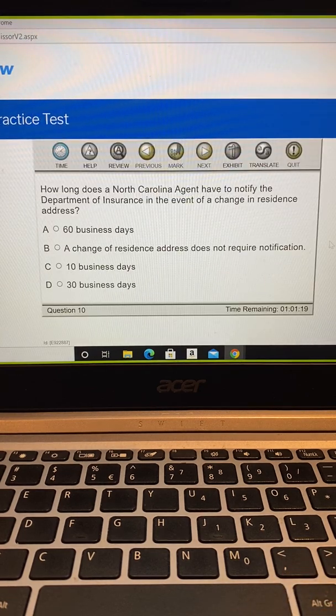Term, temporary; whole life is permanent; universal is flexible; modified is move once. Those words, I have them on that video all day. And once again, if you see it, hear it, and write it every day for a week, there's no way you won't remember that. Okay, Kai. How long does a North Carolina agent have to notify the Department of Insurance in the event of a change of registered agents? 10 days? That's right.